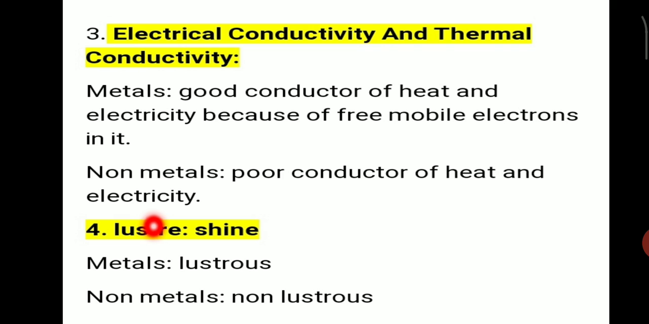The fourth property is luster. Luster means shine. So metals are lustrous and can be polished. They are shiny in nature. But what about non-metals? Non-metals are non-lustrous. That means they are not shiny. They are dull in nature. They do not have a shining surface.